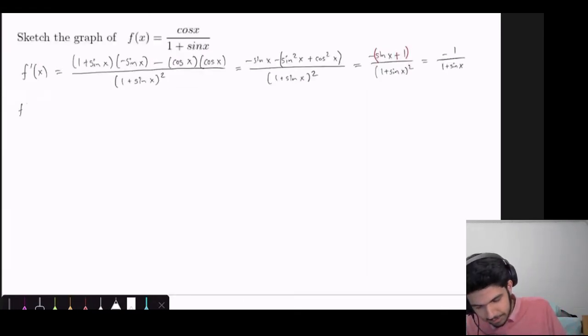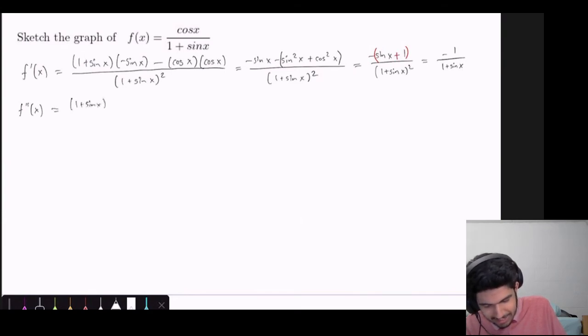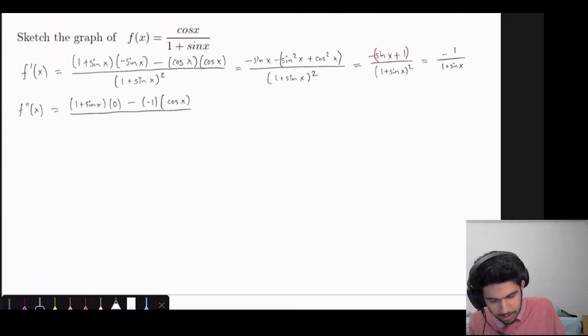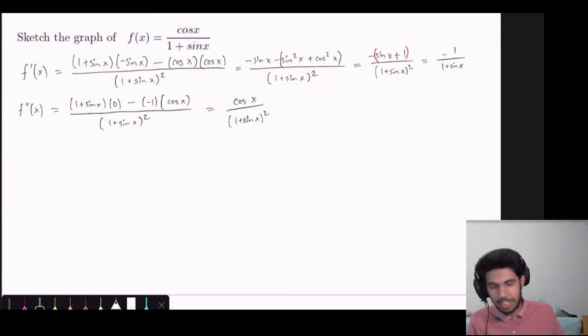All right, now we do f double prime of x. We can do quotient rule again, but this looks simpler. So low d high, derivative of negative 1 is simply 0, minus high, which is negative 1, d low, that's just cosine of x. All of that over 1 plus sine x, quantity squared. This simplifies down to cosine x over 1 plus sine x, quantity squared. Cool. So we have first derivative, second derivative. Now we go through our checklist.